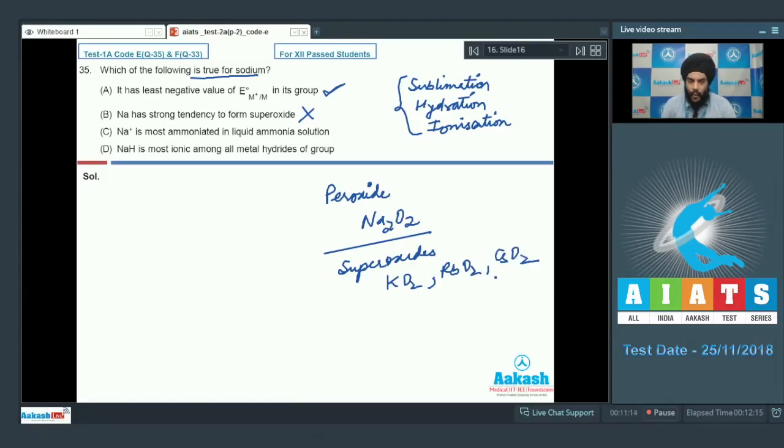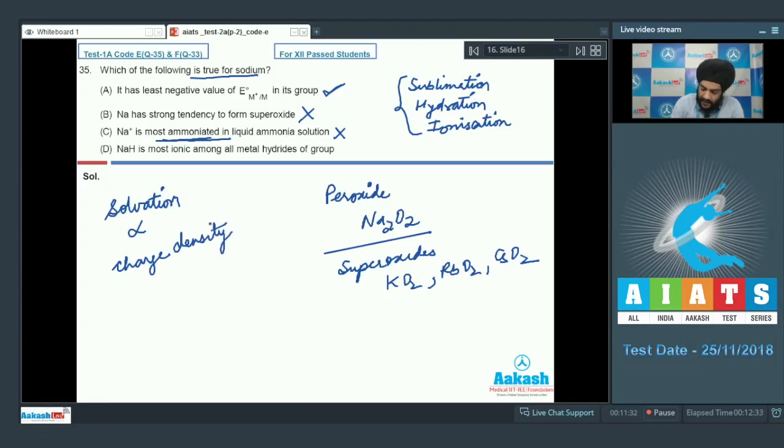Na+ is the most ammoniated in liquid ammonia solution. Students, this statement is incorrect. So most ammoniated. The examiner is talking about the solvation, and solvation is directly proportional to the charge density on the ion. So the correct statement would have been that it is lithium plus, which is the greatest ammoniated in liquid ammonia solution. Let us look at option D now.